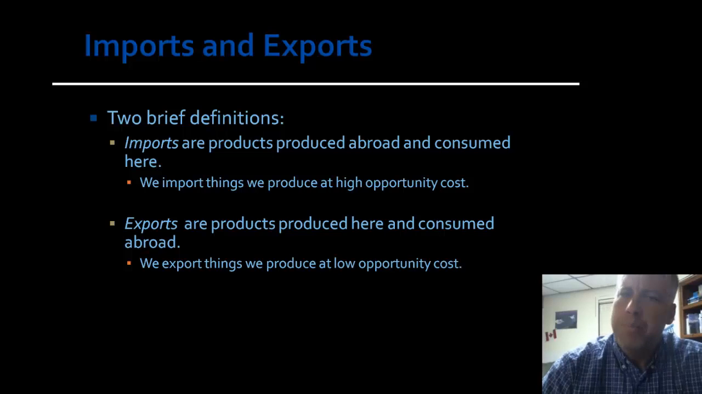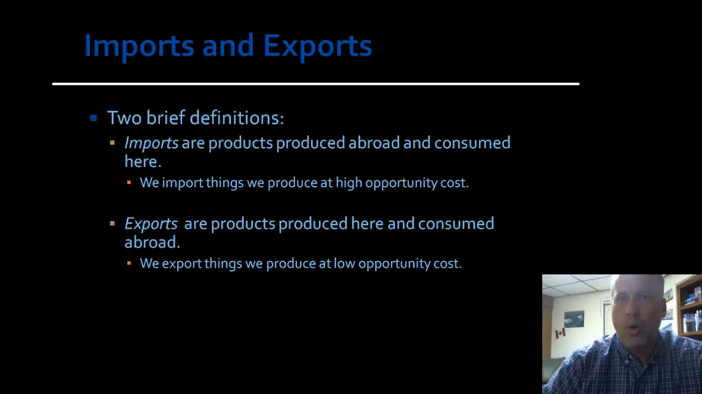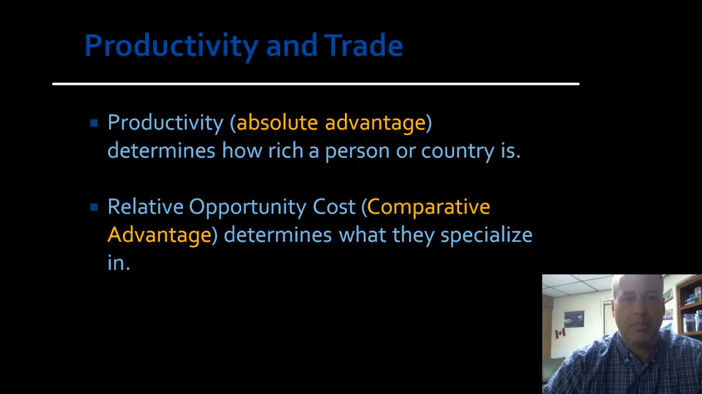Now, we import the things that we produce at high opportunity cost. If our opportunity cost of production of something is high, we're better off importing. We export the things that we produce at low opportunity costs, right? We export the things that we can produce more cheaply than the rest of the world in terms of opportunity cost. So we trade for the things that are relatively expensive for us to produce, and we sell the things to the rest of the world that are relatively inexpensive for us to produce.